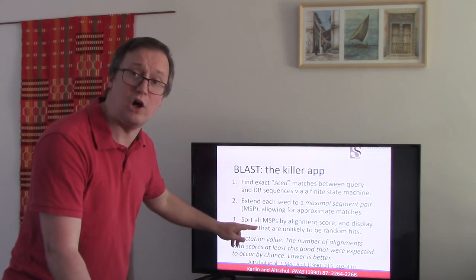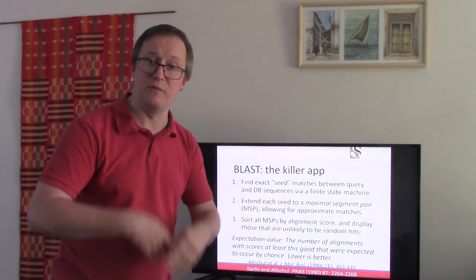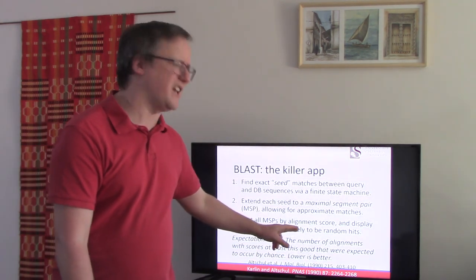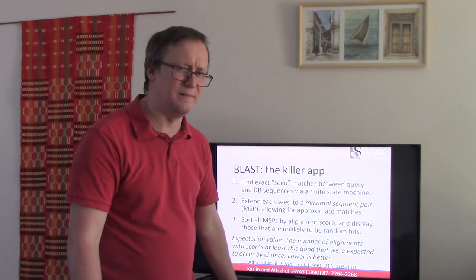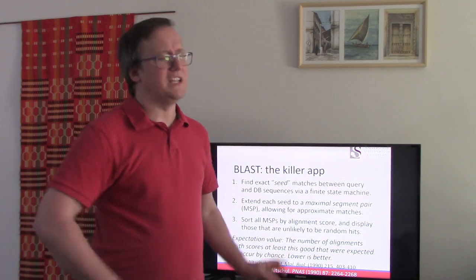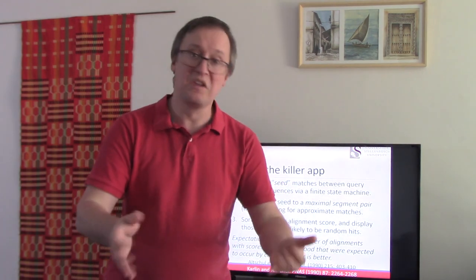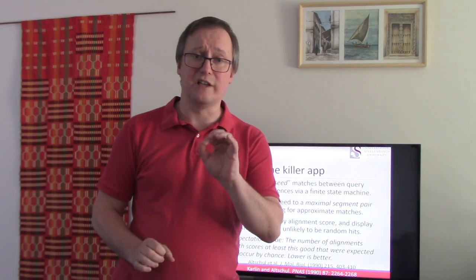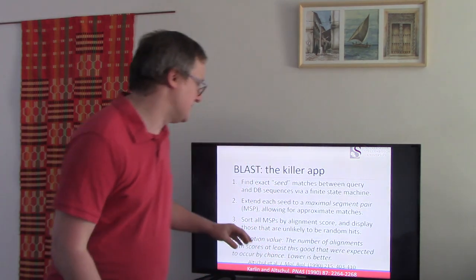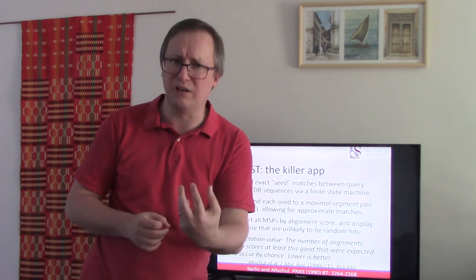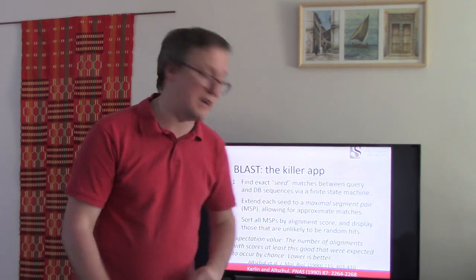All right, so we're going to sort all of the maximal segment pairs that we produce from a database search by the alignment score that results from them, and we're going to display those that are unlikely to be hits by random chance. That's kind of an odd way to express it, isn't it? It's possible that if I just have a few million sequences in a database and I give it a sequence, let's say my name, David, I can search this database of protein sequences to say, have I got a match to the letters D-A-V-I-D? You know, somewhere in a million sequences, that's going to hit. But we need to be able to discriminate between randomly produced hits and unlikely hits by random chance alone.